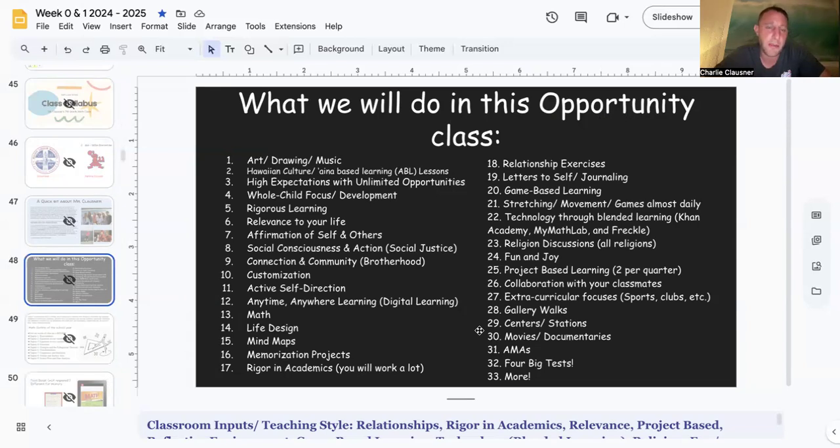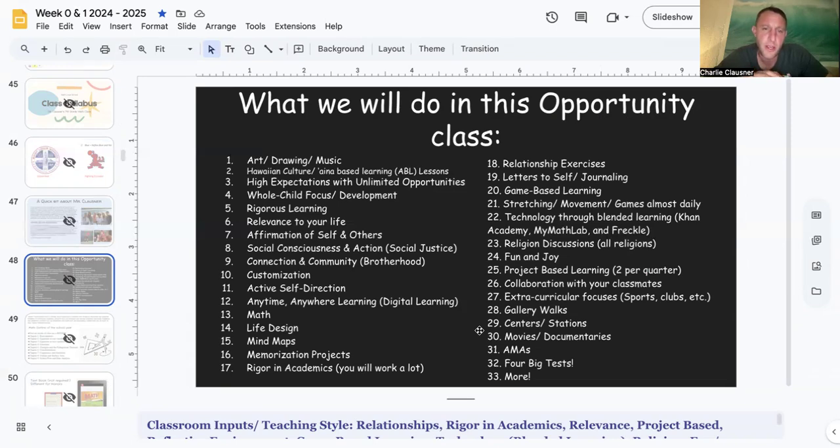Rigorous learning, I try to make things relevant to their life. So a lot of the math questions I bring in are examples that my students can connect to and relate to. Affirmation of self and others. So I want them to walk in and feel affirmed in who they are and where they're at, and also acknowledge that they probably want to grow in their math skills. Social consciousness and action. So I do explicitly teach them about social justice and history and righting historical wrongs.